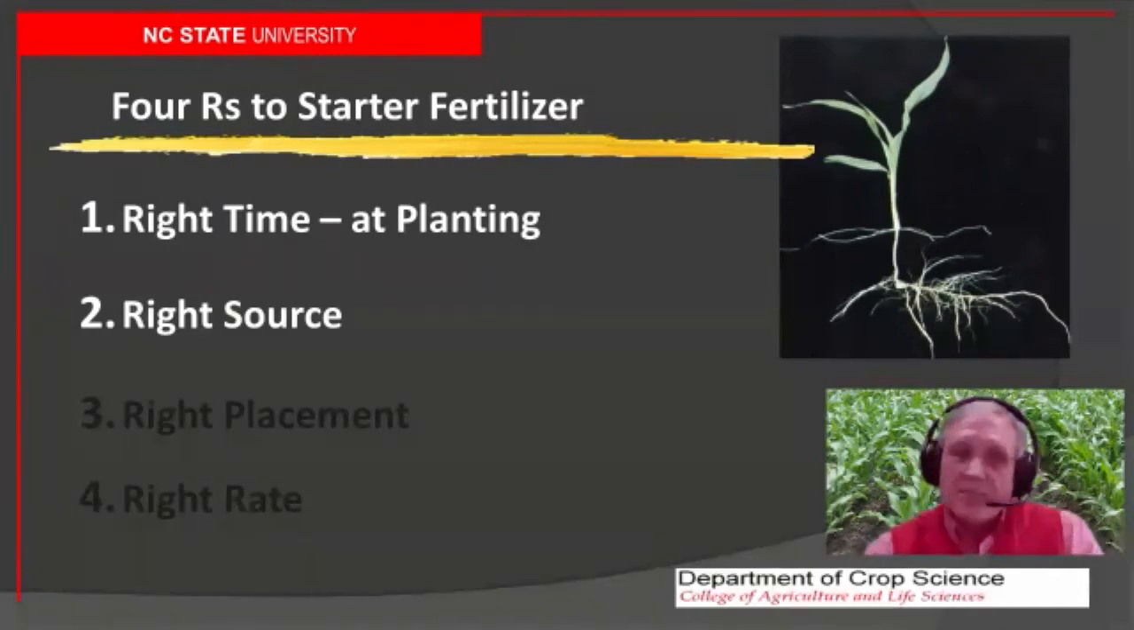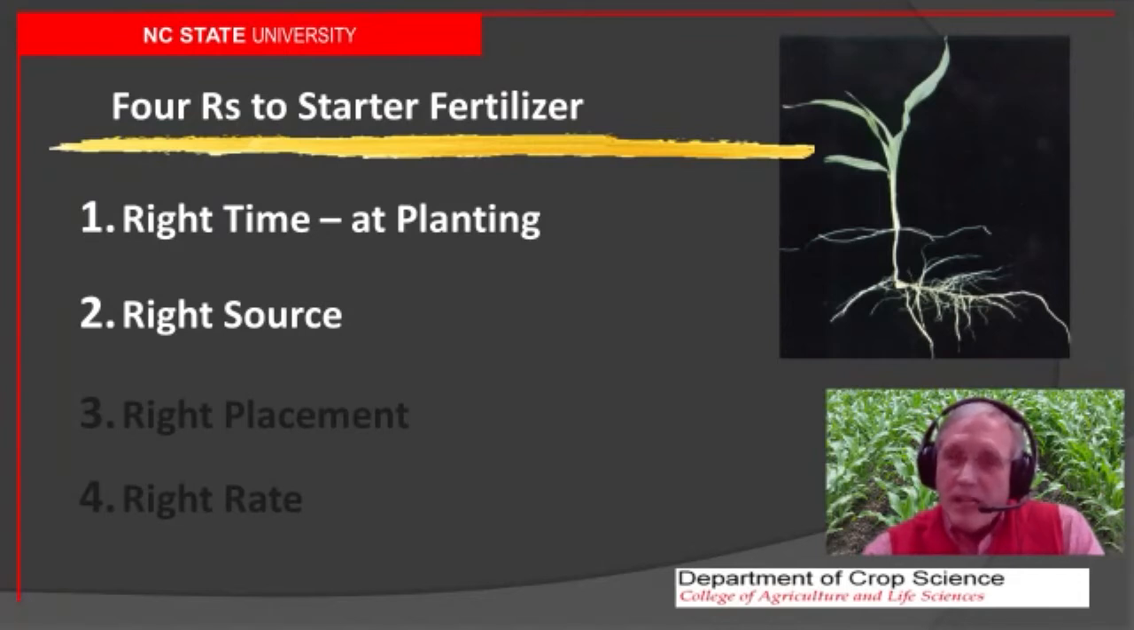That's the 4 R's: the right time of application, the right source of application, the right placement of application, and the right rate of application. We're going to break these into 2 groups here. We're going to start with the right time and right source. And the right time's easy. I don't need to spend many slides on this. We're doing this at planting, at planting time.